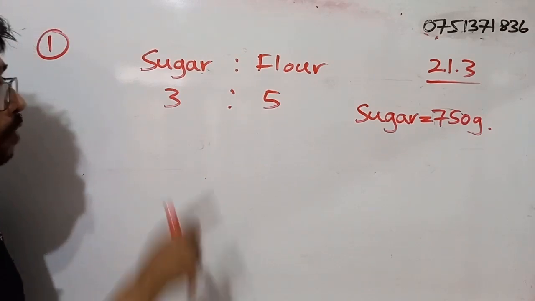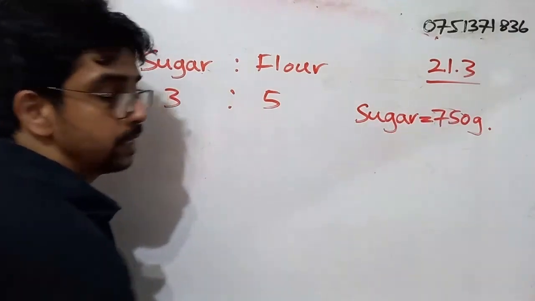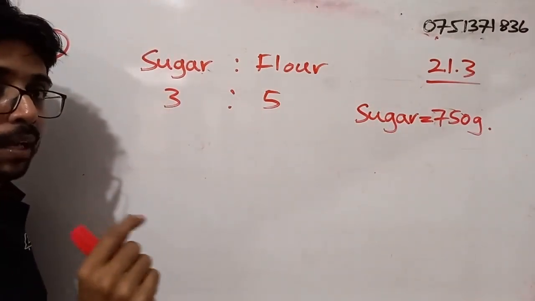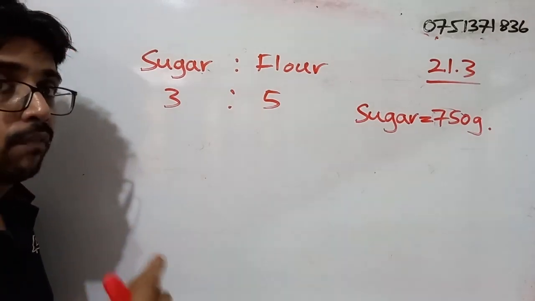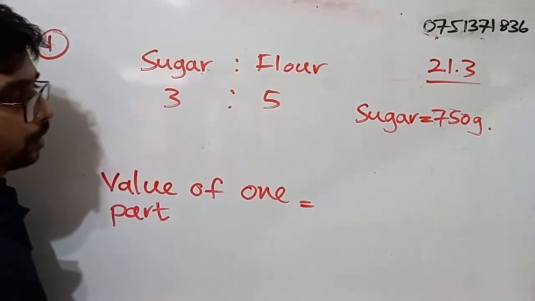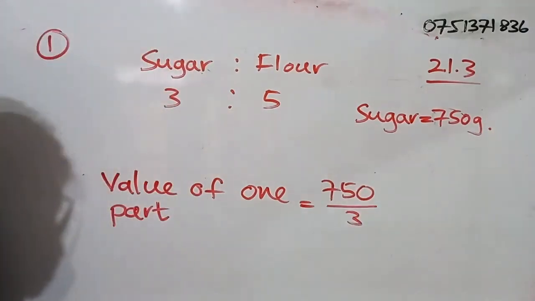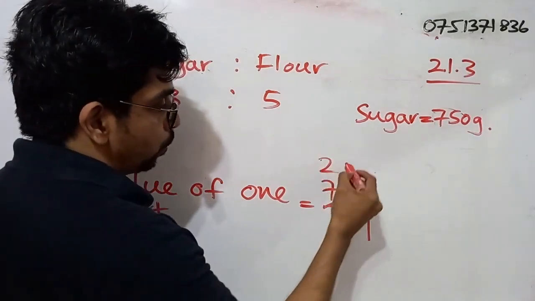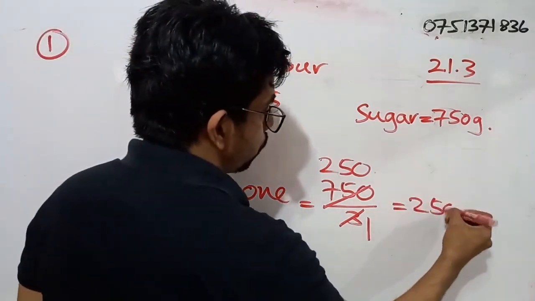What is that? We know the ratio, which is 3 to 5. We know the amount of sugar, which is 750 grams. By using that information, we can find the value of 1 part. What is the value of 1 part? 750, we have to divide it by 3. So the value of 1 part is 250.